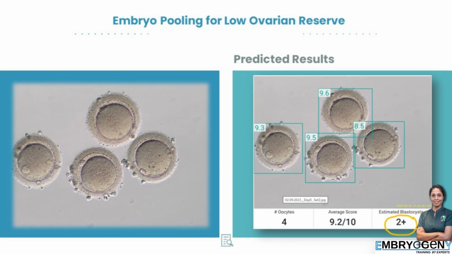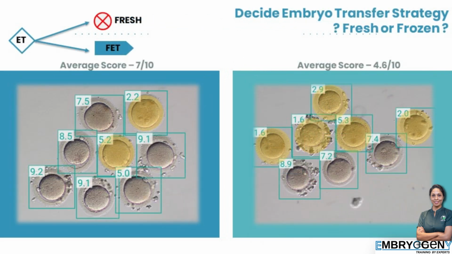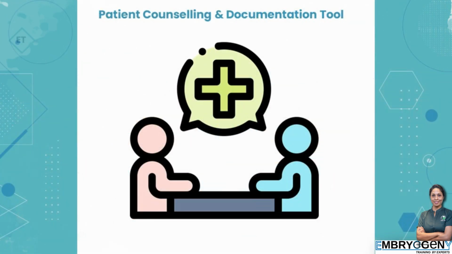We can go ahead and provide the report to the clinician, and the patient can be counseled accordingly. The third case is when we want to decide between a fresh cycle ET or a frozen cycle ET. This is one of the most pertinent and oftentimes the most annoying questions posed by a clinician to an embryologist. Here, having a decision support tool to back up our calculated gut feel as an embryologist has huge benefit.